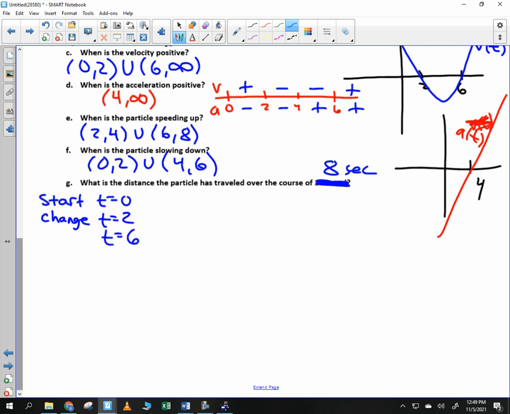So it changes direction at time equals 2 and time equals 6. And then I have to consider when the object ends. When it doesn't move anymore, that would be at time equals 8. Okay. So, what up, King Kong? All right, so let's figure this out then, okay?